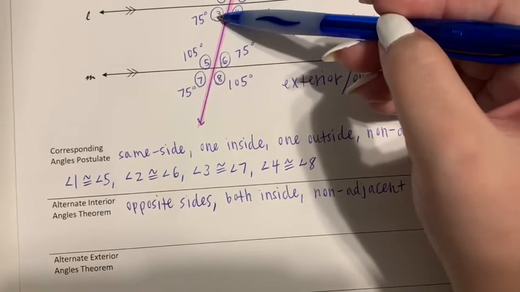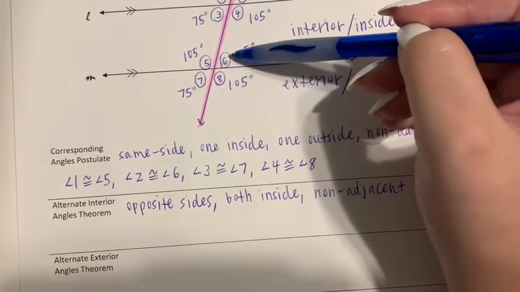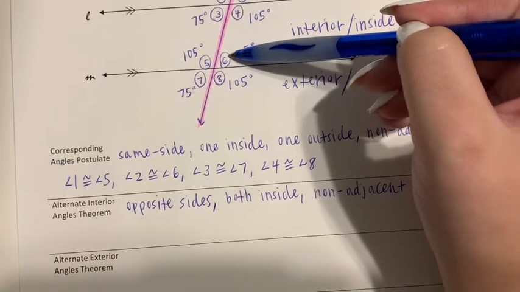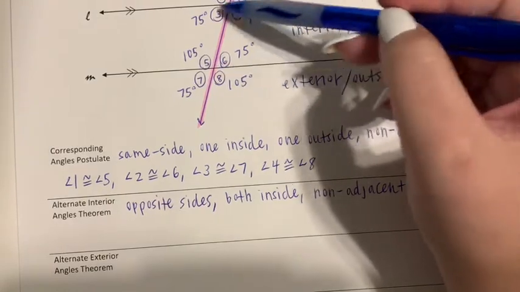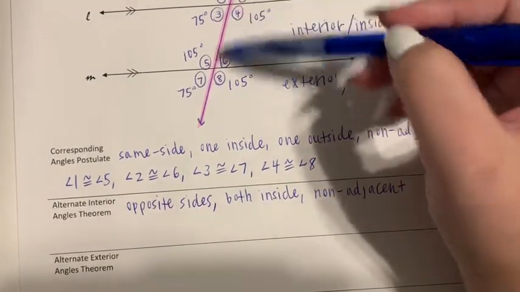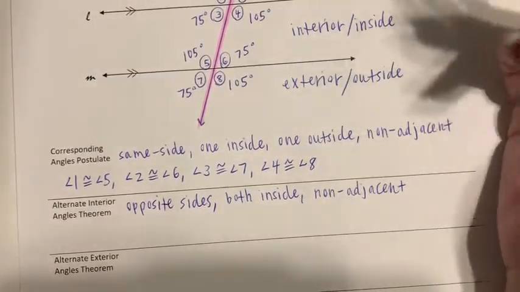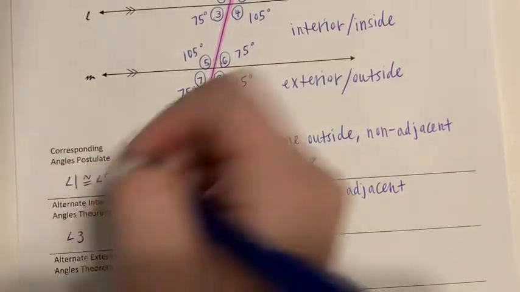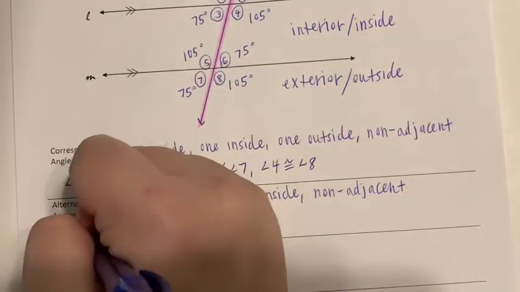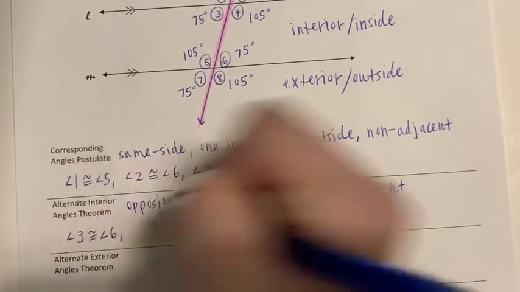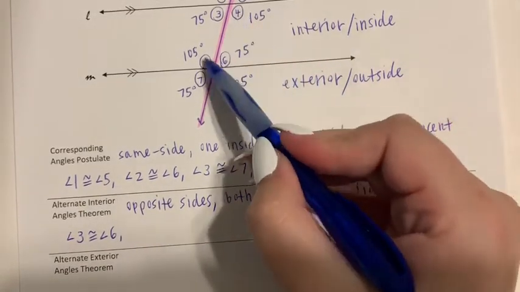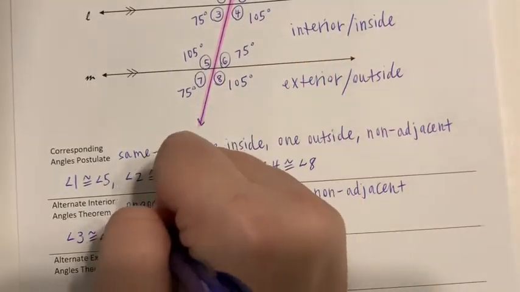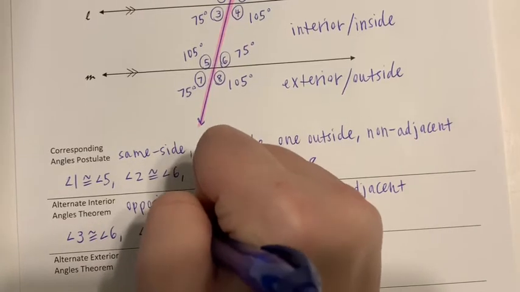Angle 3 is on the left of my pink transversal. Angle 6 is on the right of my pink transversal. They are both smushed in the interior or the inside of my two parallel lines, and they're not adjacent, so they're not next to each other. So I could say angle 3 is congruent to angle 6. And I do have another pair of alternate interior angles, and that would be angles 4 and 5. Angle 4 is congruent to angle 5.